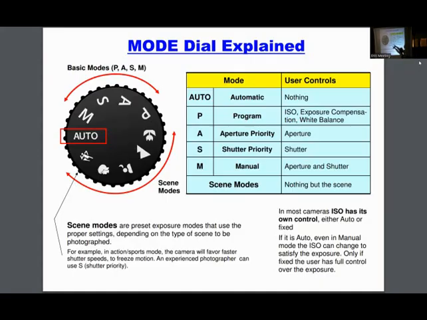And then over here in this dial, you have those scene modes. What are the scene modes? Well, the scene modes are, let's say, preset exposure modes that use the proper settings depending on the type of scene you're photographing. For example, there's a running guy right here. You see this runner guy? That means sports or action. So if you put the dial here, you're telling the camera, hey, camera, I'm photographing action.